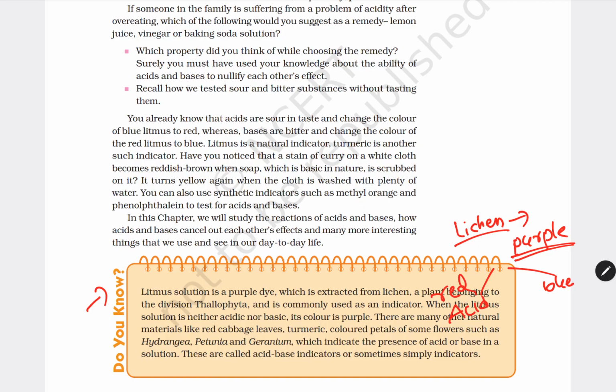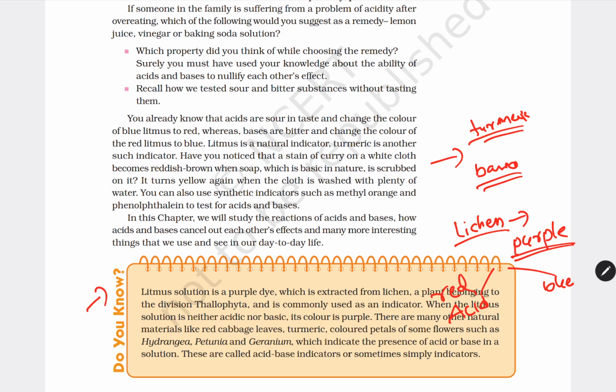Just now we talked about the natural indicators also. Apart from litmus, there are many other natural substances that can act as acid base indicators. Red cabbage leaves I explained just now; they change color depending upon the pH of the solution. And even turmeric. Turmeric remains yellow in acids and neutral solutions. The original color of turmeric is yellow, right? In acids and neutral solutions the color remains unchanged, and if it is a base, the color turns reddish brown.